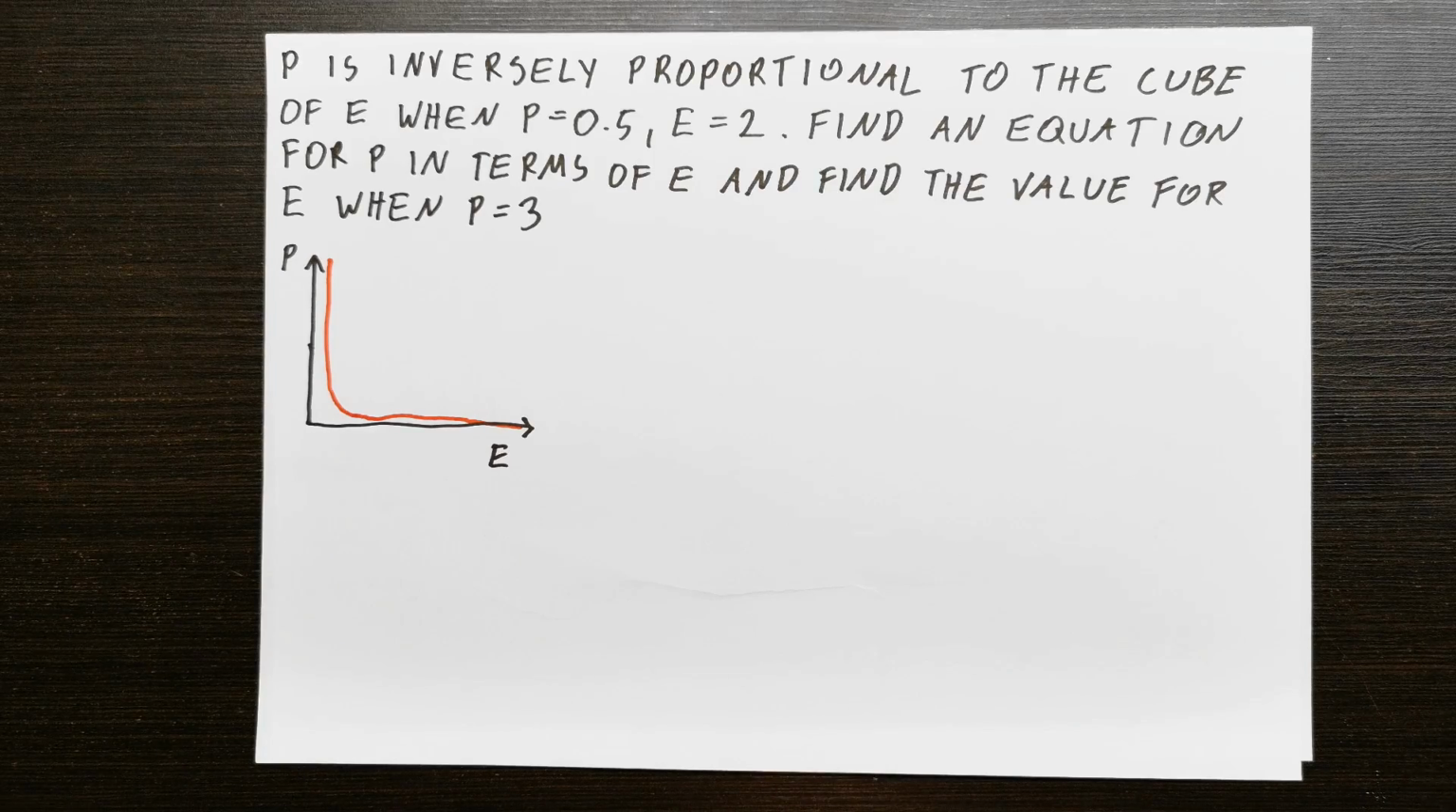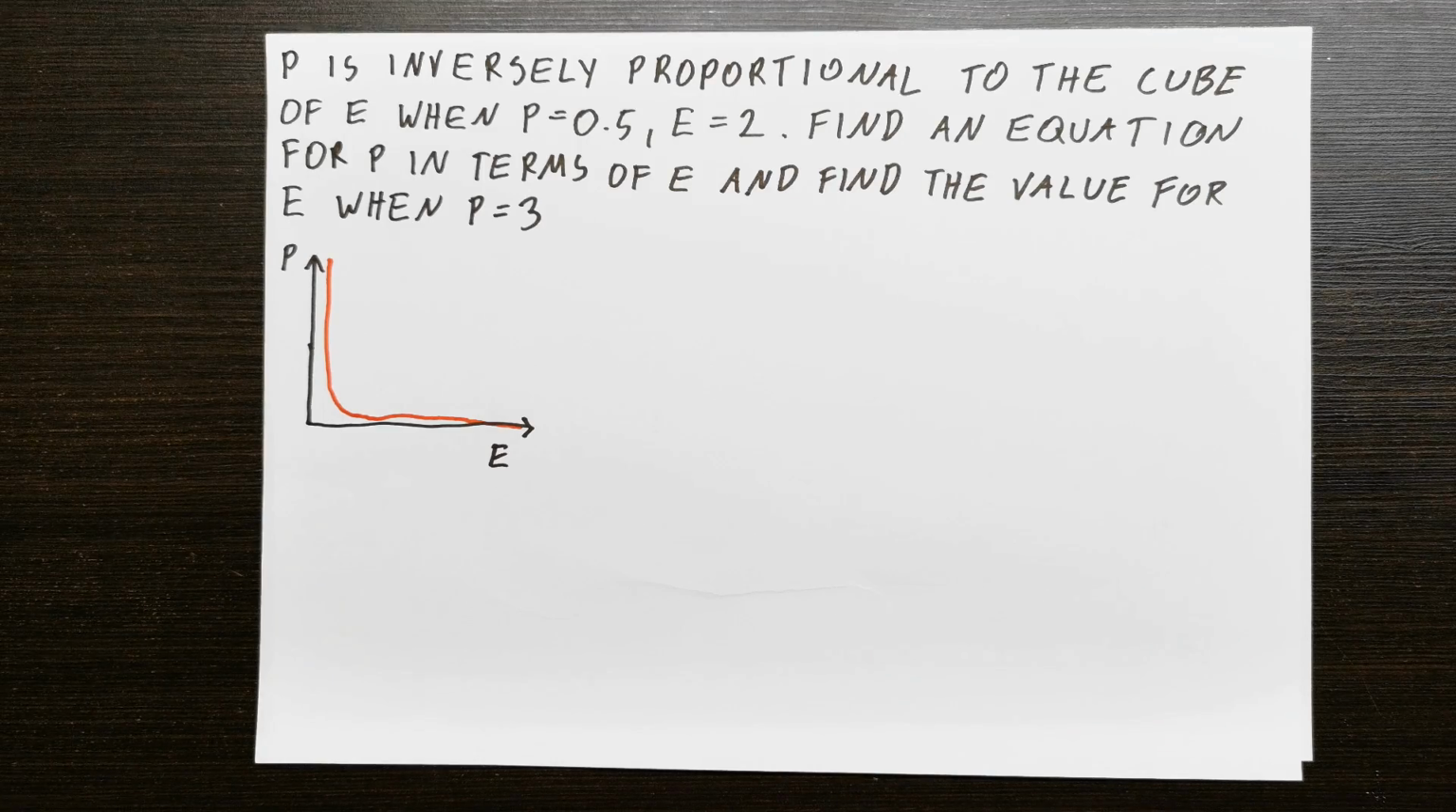Find an equation for P in terms of E and find the value for E when P is equal to 3. So now this is a two-parter. It gives us the proportionality relationship between P and E. That basically means that P is inversely proportional to E cubed. That's all it means. And it gives us the two values, a P value and the corresponding E value. Using that, we need to find an equation for P in terms of E. And then the second important part is to find the value for E when P is equal to 3, and we don't know what the value for E is.